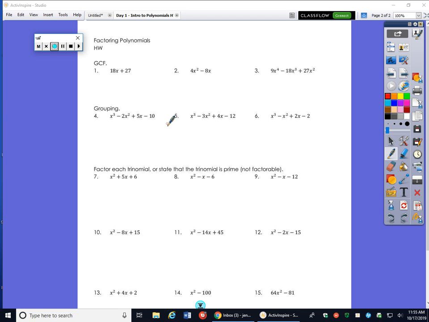So on 18 and 27, the highest number that goes into both of those is going to be a 9. So 9 is going to come out because that's what the GCF is, and then you're basically doing the distributive property backwards. So you're asking yourself, 9 times what would give me 18x? And so 9 times 2 gives me 18, and then you need an x to get the 18x. And then you have the plus sign, and then you need 9 times what will give me 27, and that would be a 3. So this is now factored because the 9 got taken out as the greatest common factor.